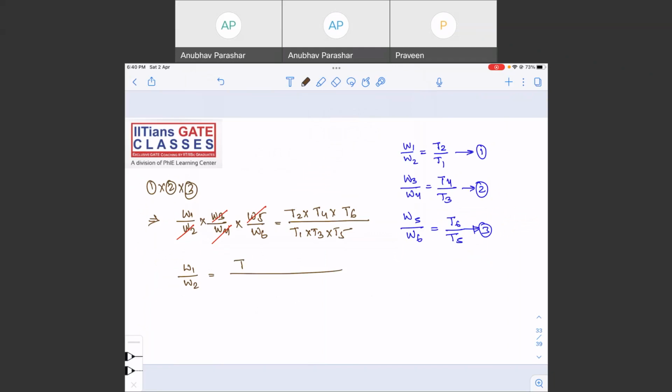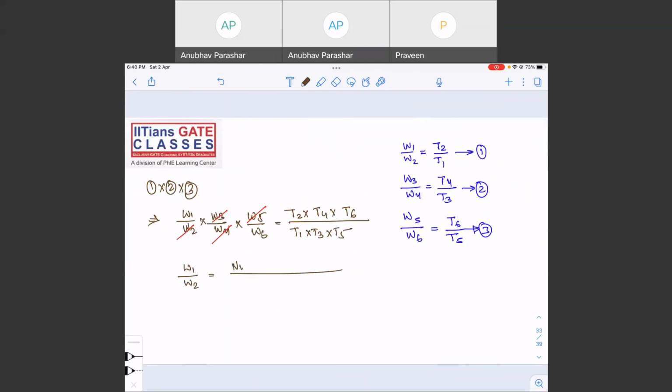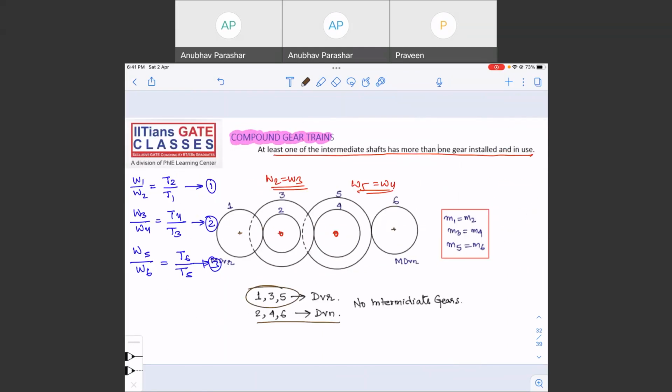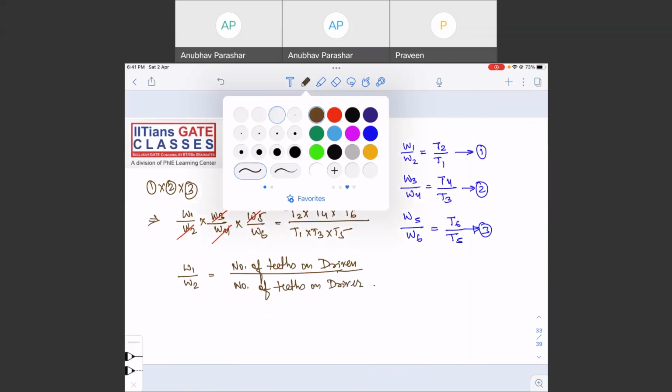And do you know what exactly T2, T4, T6 are? Can I say 2, 4, 6 are driven? So number of teeth on driven gears divided by T1, T3, T5. What are 1, 3, 5? 1, 3, 5 are drivers, number of teeth on driver.